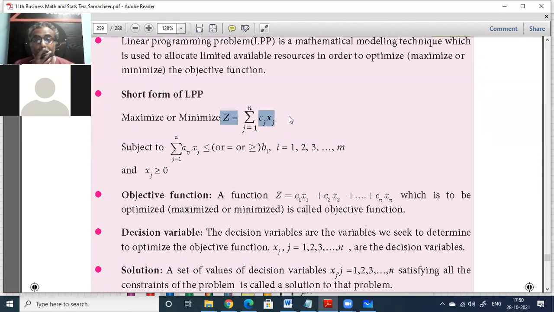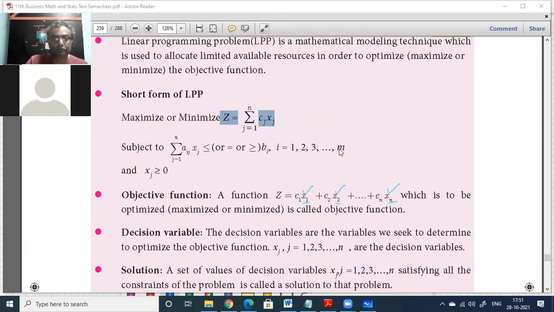Decision variables. The decision variables are the variables we seek to determine to optimize the objective function, xj, j equal to 1, 2, 3 and so on. Those are the decision variables: x1, x2, xn. In a graphical method, you can only do two decision variables, x1 and x2 only. You cannot solve beyond two variables.